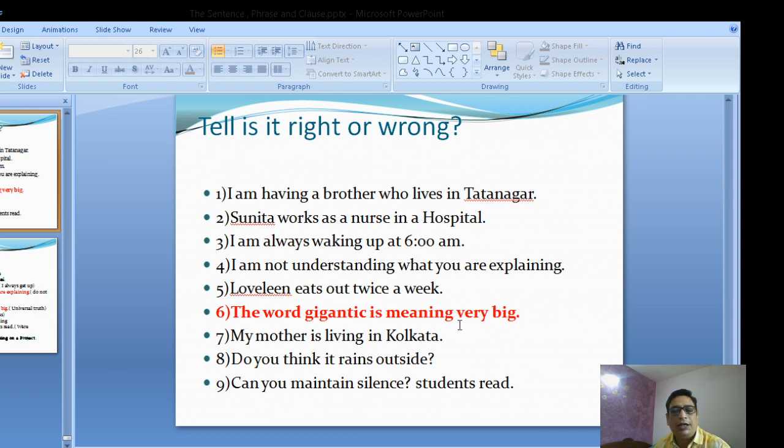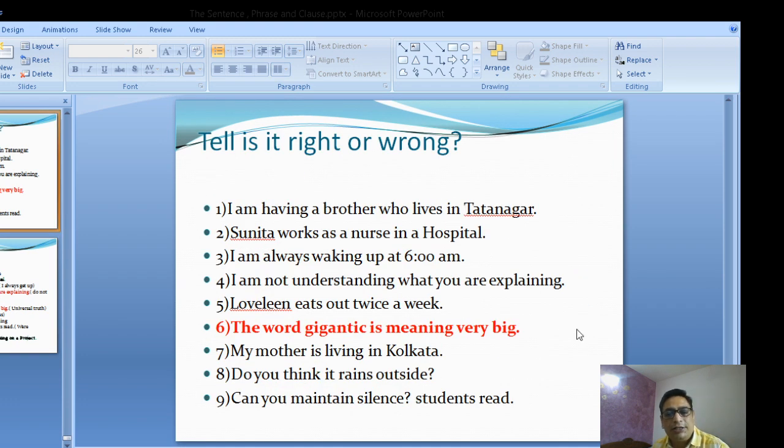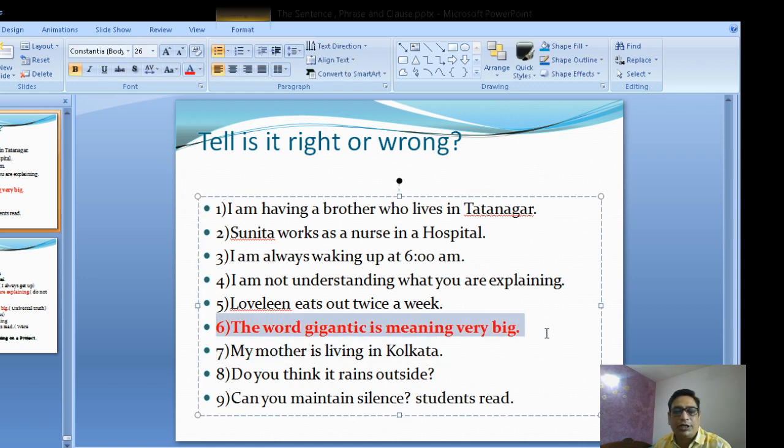The word gigantic is meaning very big is a wrong sentence because it's a universal truth. The word gigantic means very big. So you have to say it very clearly that the word gigantic means very big. When you say meaning very big, you are trying to denote a universal truth in a continuous tense, which is not to be done. As I told you earlier, universal truths cannot be denoted in continuous form. So the word gigantic means very big. So that's done. Number 6 is over.